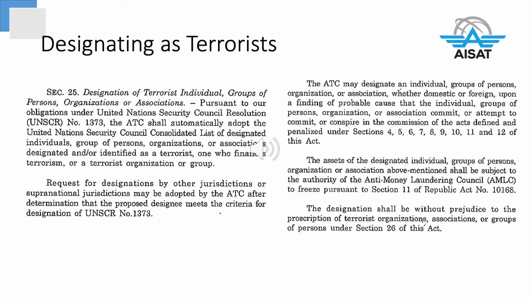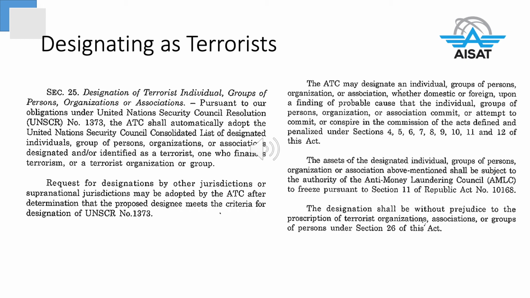The assets of the designated individual, groups of persons, organizations, or association above mentioned shall be subject to the authority of the Anti-Money Laundering Council to freeze pursuant to Section 11 of RA 10168. The designation shall be without prejudice to the proscription of terrorist organization, association, or groups of persons under Section 26 of this Act.